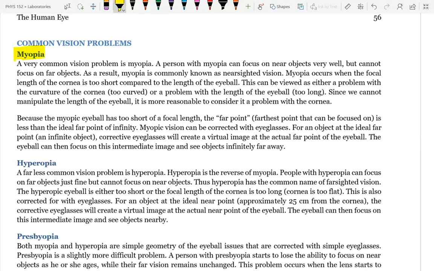Myopia has a common name. Nearsighted. A myopic person has great vision for near objects. Nearsighted is very explanatory. They can see near things just fine. I've already explained that I can see my hand here just fine, but I can't see the periodic table well at all. I mean, I can see it. I just can't make out the numbers unless I squint. And then I can only see the numbers in blue. So I have myopia. I'm nearsighted.